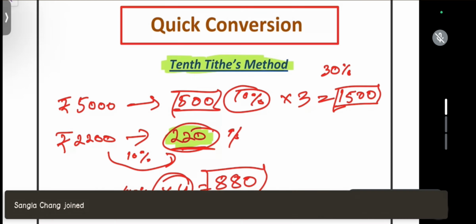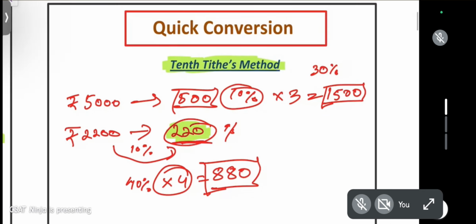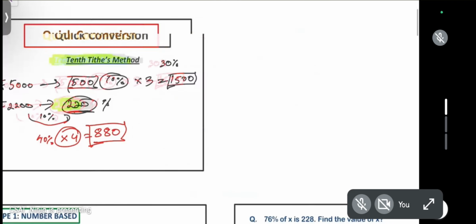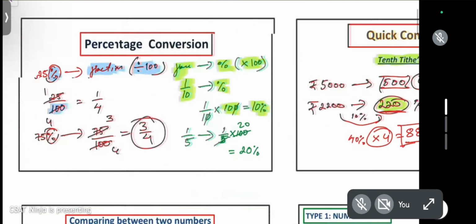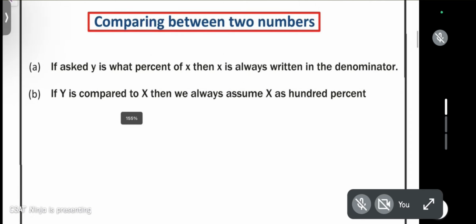So that's an easy way of extracting a percentage of a certain number. We call it the quick conversion method. This method becomes handy when we are solving questions, especially simple questions. Okay, let's go to the next.